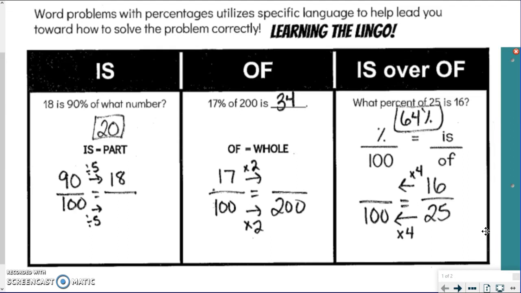Well, this time we don't know the percent, so we're going to put blank over 100. And then it says of 25, so I'm going to put that on the bottom, is 16. So it goes on top, is over of. So I'm going to work from right to left this time, and I see that 25 times 4 gives me 100. So 16 times 4 gives me 64.